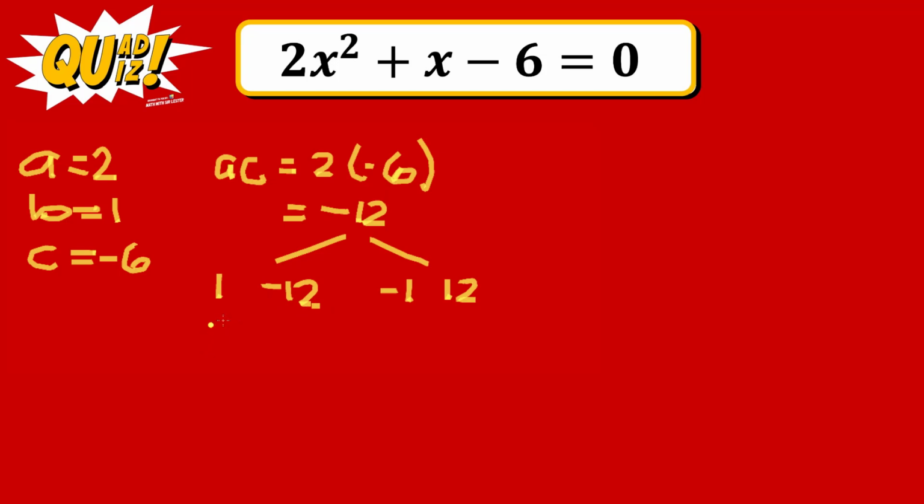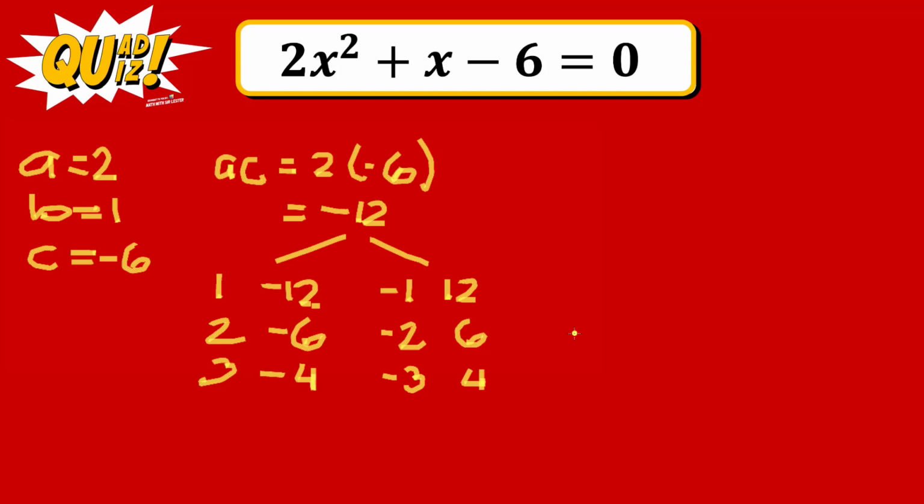Next, we'll have 2 and negative 6. And we could also have negative 2 and positive 6. And we could also have 3 and negative 4. And also negative 3 and positive 4. I believe these are the 6 pairs of integral numbers or factors of negative 12.